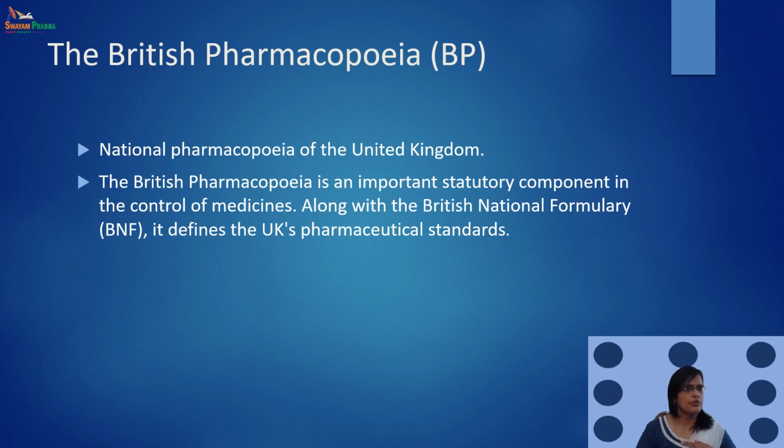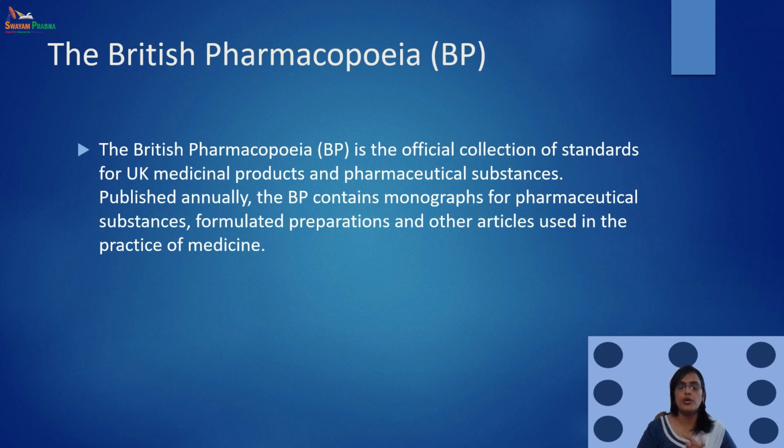So now moving to British Pharmacopoeia. British Pharmacopoeia is the national pharmacopoeia of the United Kingdom. It is an important statutory component in control of medicines. Along with the British National Formulary, it defines the United Kingdom's pharmaceutical standard.